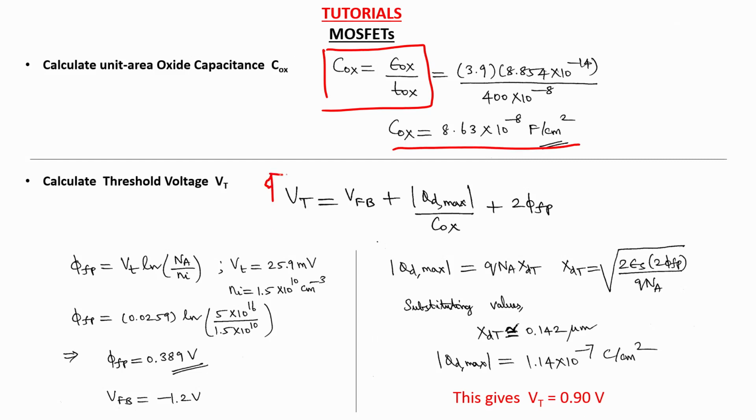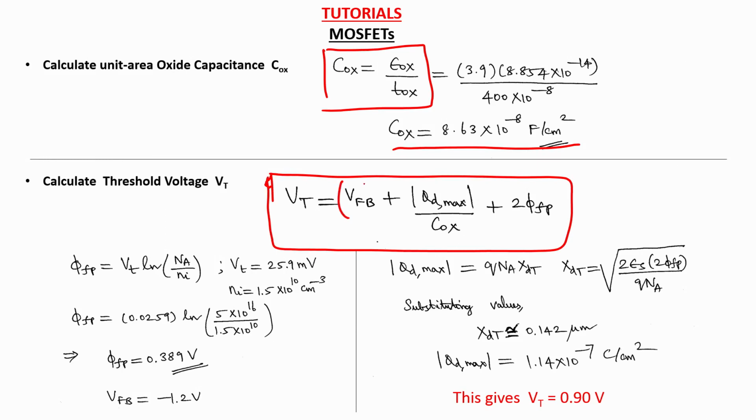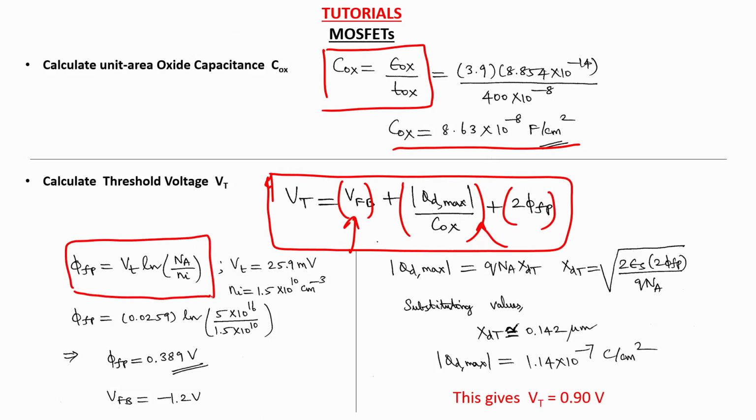Secondly, we calculate the threshold voltage for the MOSFET device from the given parameters, and you can recollect that this threshold voltage has different components: the flat band voltage, the 2φFp term, and the depletion charge term, Q depletion by Cox. To calculate the threshold voltage, first we find φFp, which is nothing but Vt ln Na by Ni. You are given the thermal voltage to be 25.9 millivolts, and you are given the intrinsic carrier concentration, from which you can find that φFp comes out to be 0.389 volts.